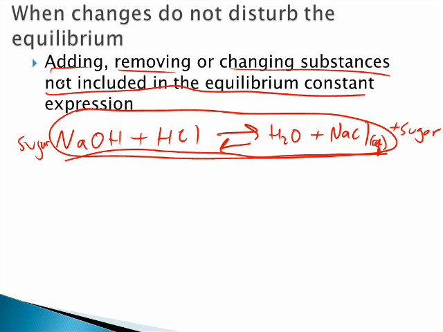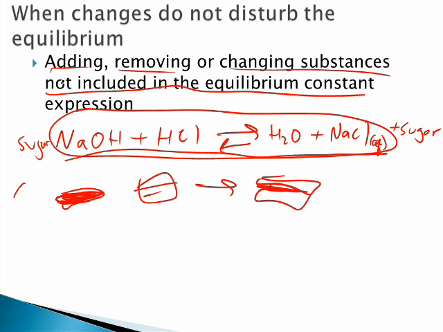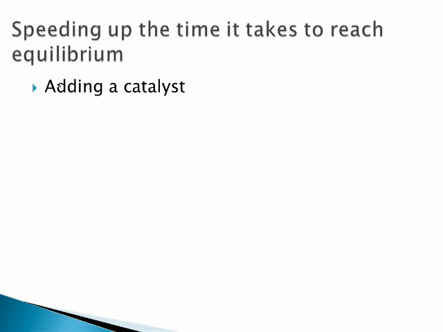It's like if you're making your sandwich, if we go back to the bologna sandwich here, the bologna and then the bread, and we're making a bologna sandwich. If you put an apple there, or if you put an apple here, the apple has no effect on making that sandwich. So it's not going to shift it either left or right. Nothing's going to happen. Now, what about speeding up the time it takes to reach equilibrium, such as adding a catalyst? Well, let's look at that.